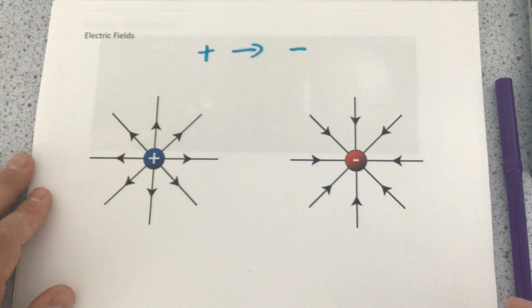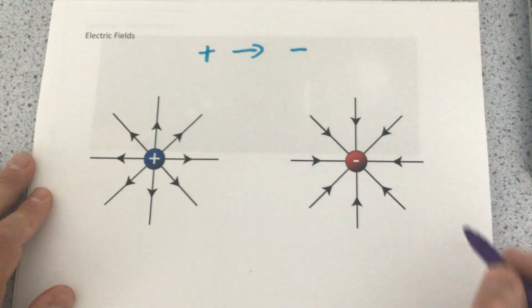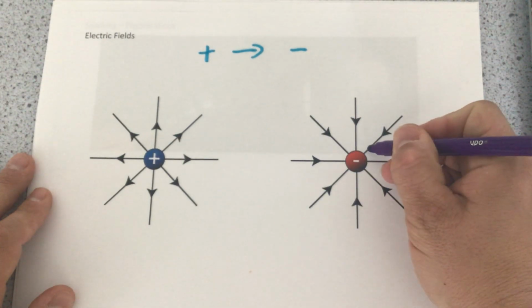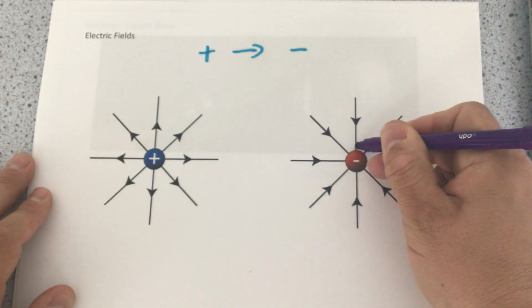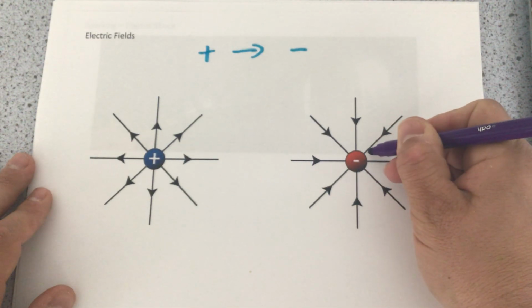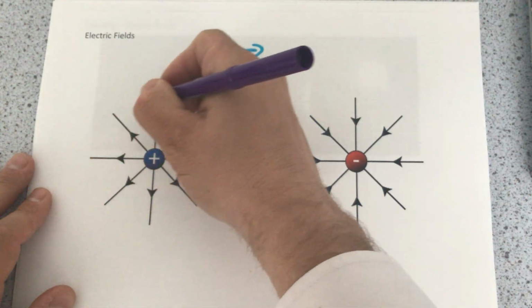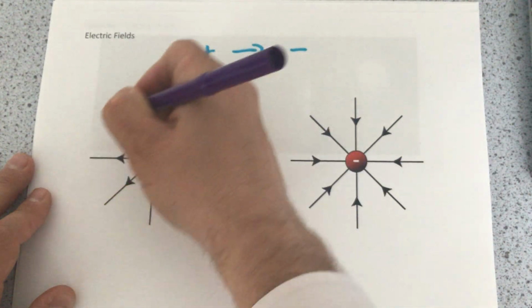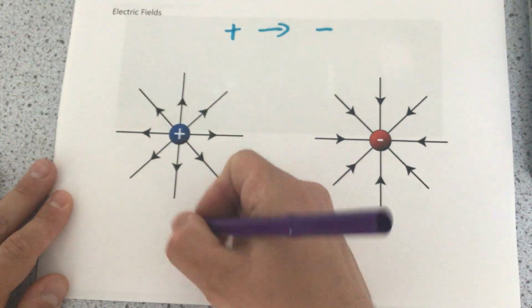Just like with magnetic field lines again, the closer the lines, the stronger the field. So you should be able to see here that the closer to this object, the closer these lines are together, therefore the stronger that field will be. Same here, we have a stronger field close to the object, and as we get further away, the field lines get weaker.